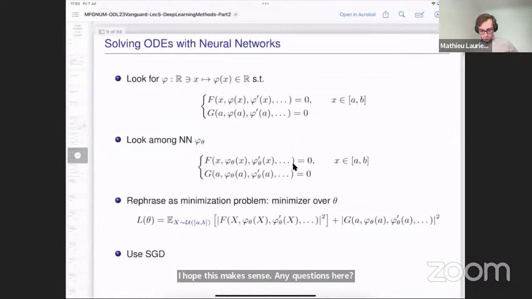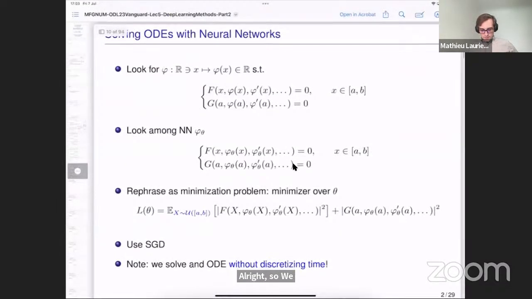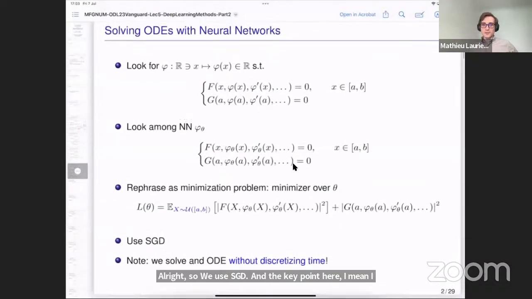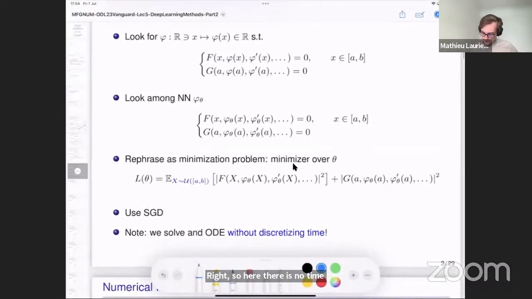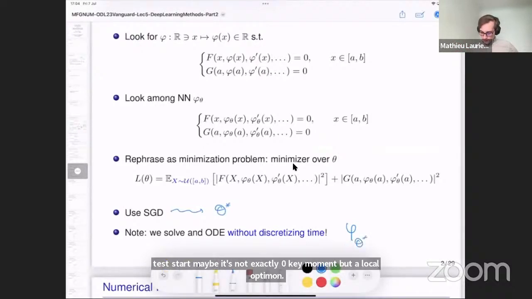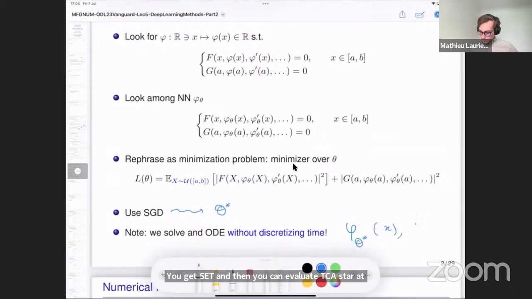All right. So we use SGD, and the main highlight is that we can solve an ODE without discretizing time at all, right? So here there is no time discretization. One nice consequence is that after you have trained with SGD, you get some parameter, theta star. Maybe it's not exactly the optimum, but a local optimum. Then you can evaluate phi theta star at any x between A and B. In fact, even outside A and B, it's still defined. So you can really evaluate the function everywhere. So we can claim that we have solved the ODE on the whole interval, right?